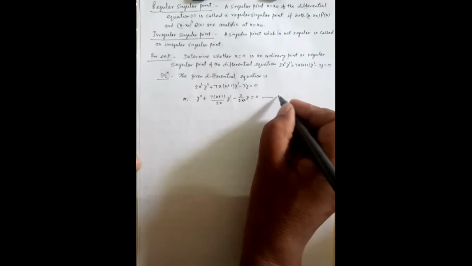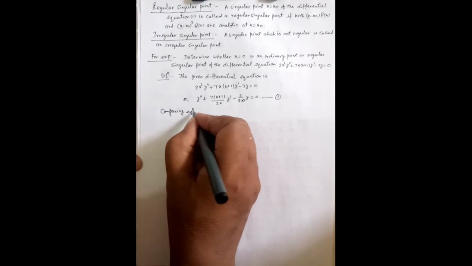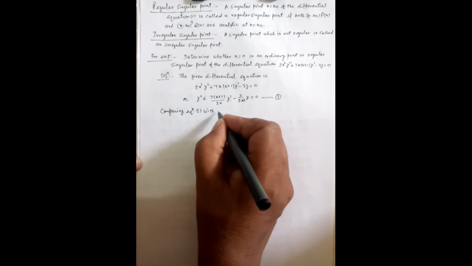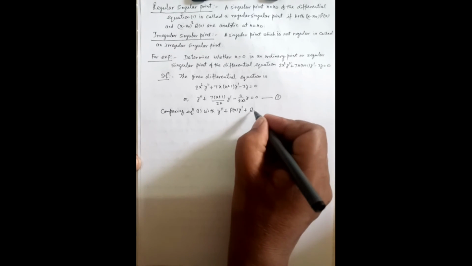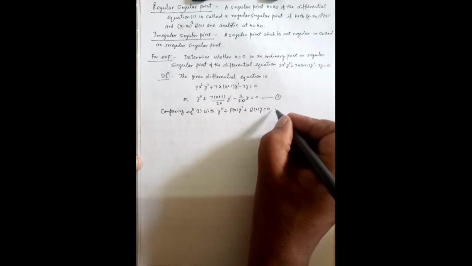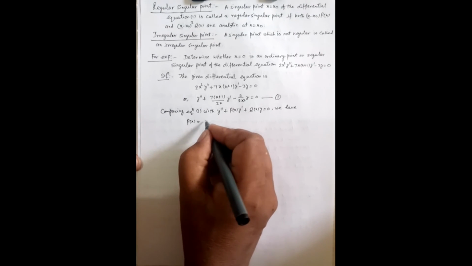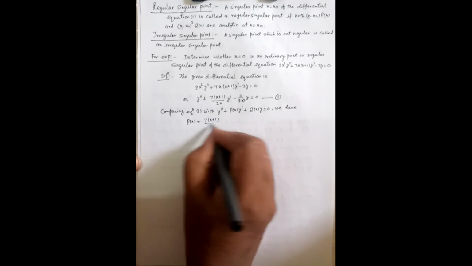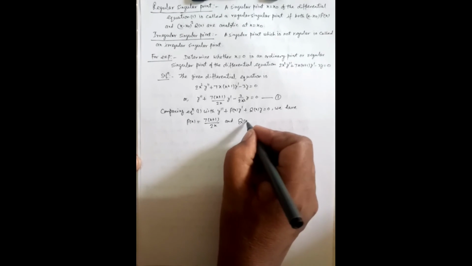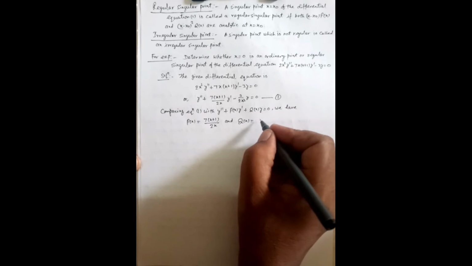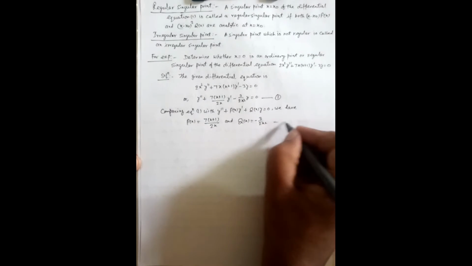Say this is equation number first. Comparing with y double dash plus p(x) y dash plus q(x) y is equal to 0, we have p(x) equal to (7x plus 1) divided by 2x, and q(x) equal to minus 3 upon 2x square. Let this be equation number 2.